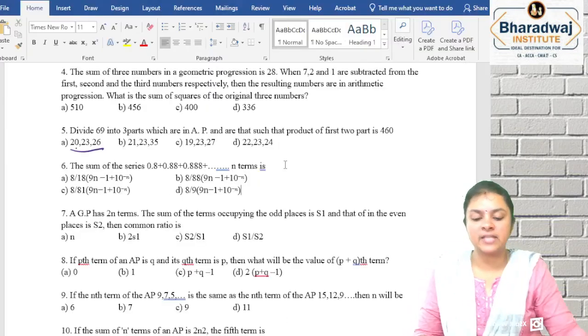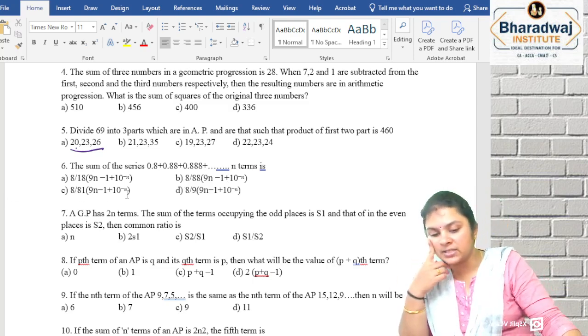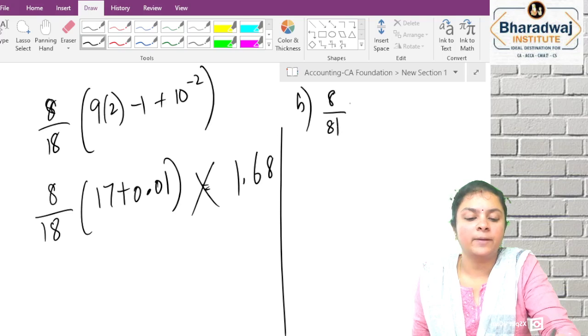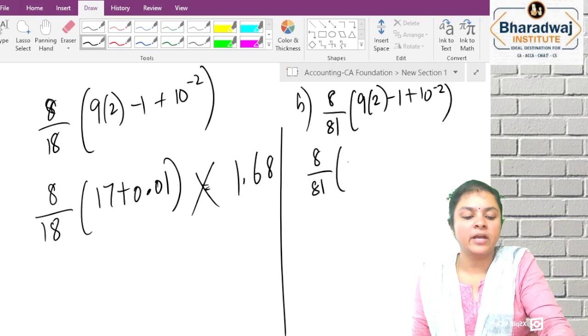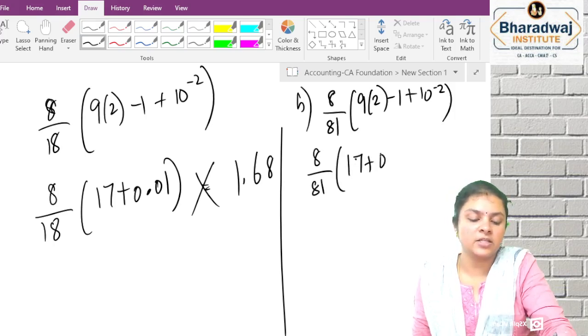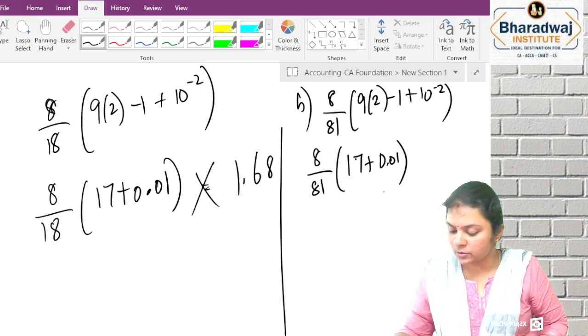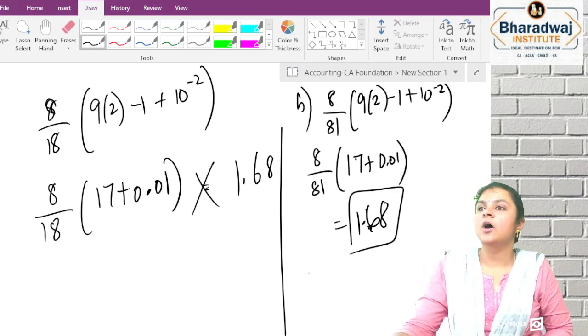Now option B, I am testing 8 by 88. Like that you can test option B, option C. I think what is the correct answer that you are saying? Option C. Yeah, let's check. 8 by 81 into 9 into 2 minus 1 plus 10 power minus 2. Correct? So here 9 into 2 is 18 minus 1, 17, plus 0.01. So check: 8 into 17.01 divided by 81, you will get exactly 1.68. So the answer is option C.